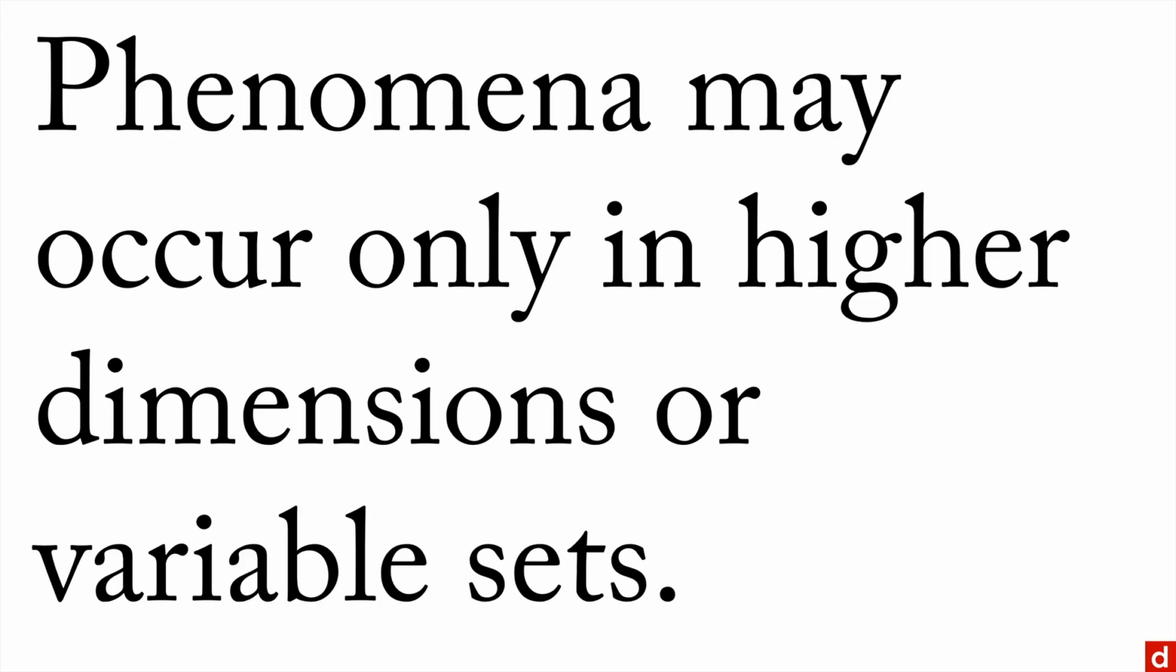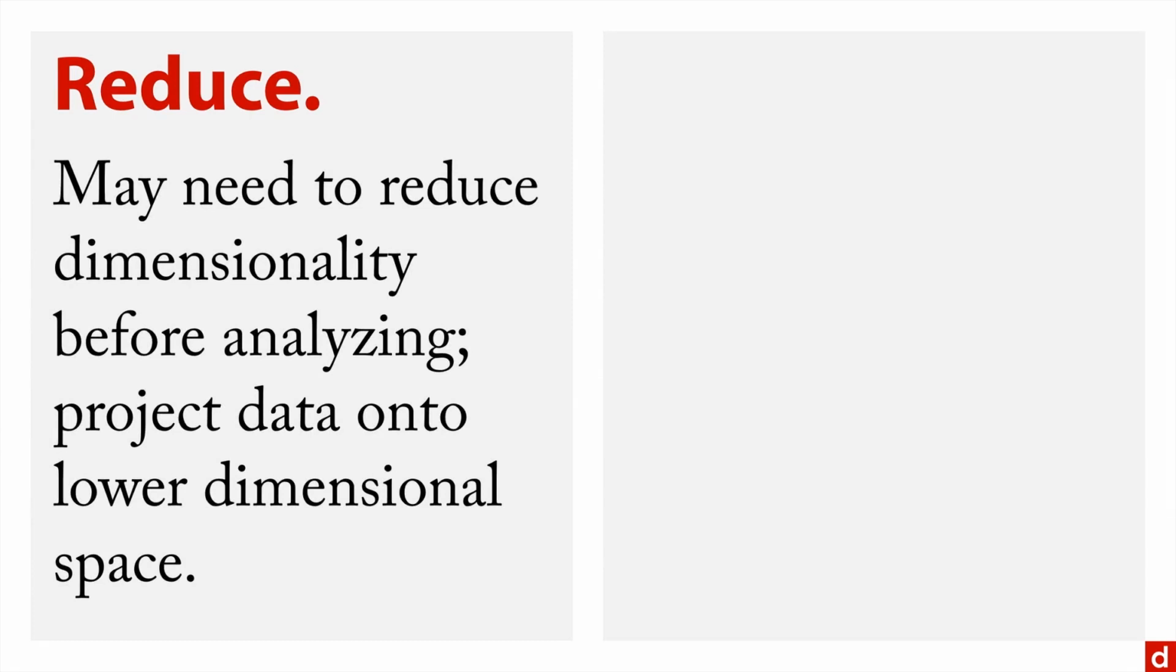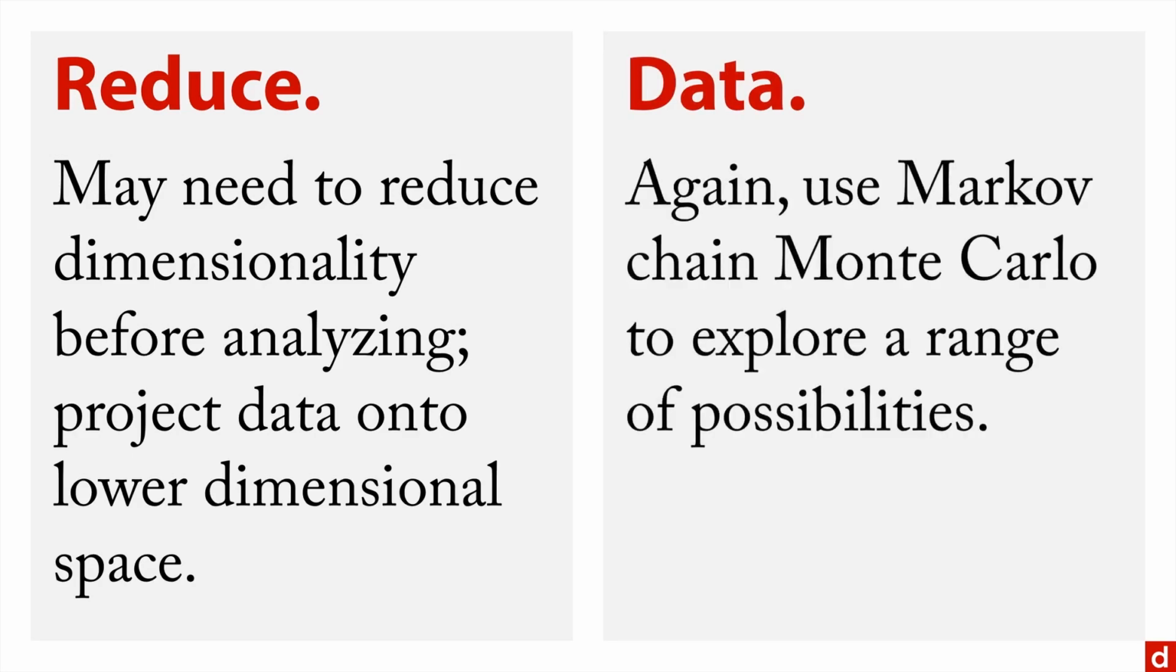That may be true of a lot of how reality works, but the project of analysis is simplification. And so you got to try to do maybe one or two different things. You can try to reduce, mostly that means reducing the dimensionality of your data. Reduce the number of dimensions or variables before you analyze. You're actually trying to project the data onto a lower dimensional space, the same way you try to get a shadow of a 3D object. There's a lot of different ways to do that. There are also data-driven methods, and the same method here, a Markov chain Monte Carlo model, can be used to explore a wide range of possibilities.